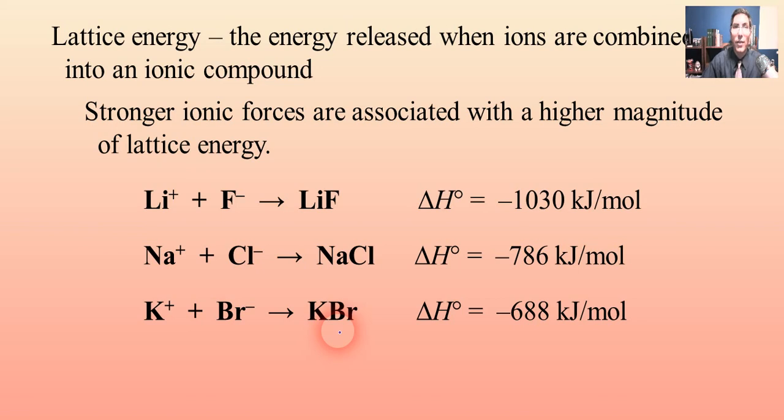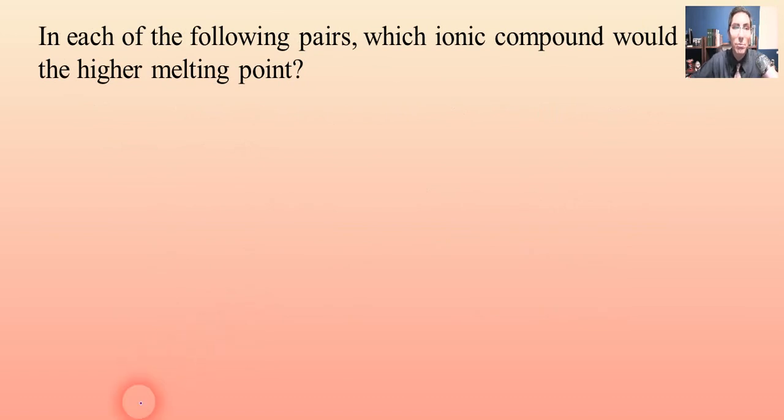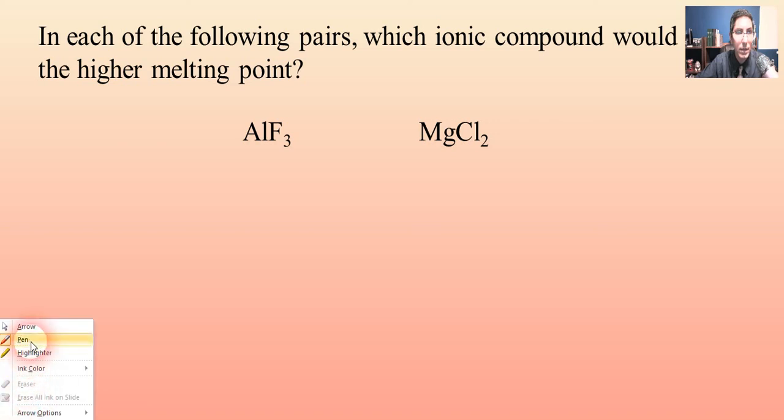So once again, the higher lattice energy is going to be with the smaller ion pairs. Lithium and fluoride are a whole lot smaller than potassium and bromide are. So let's take a little review here and see if we can make some predictions. In each of the following pairs, which ionic compound would have the higher melting point? We'll start with this case here: aluminum fluoride, or magnesium chloride?